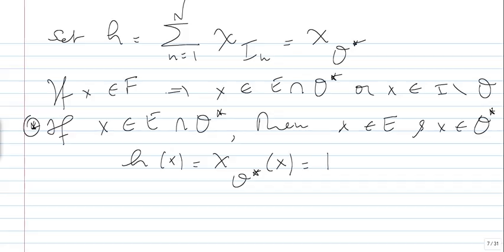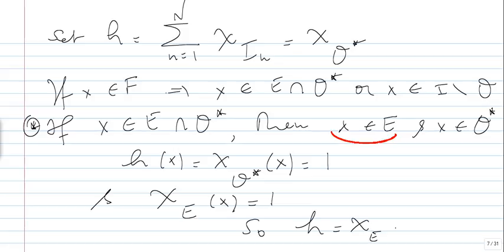And the characteristic function of E of x is also equal to 1 because x belongs to E. So we have h is equal to the characteristic function of E, in this case, of x.